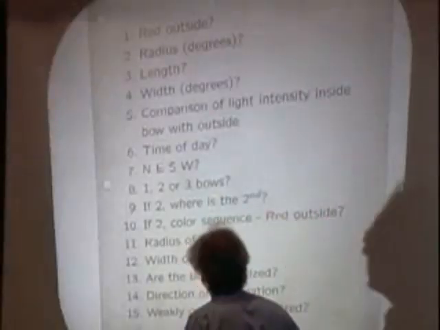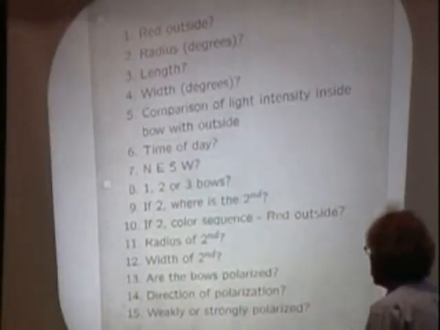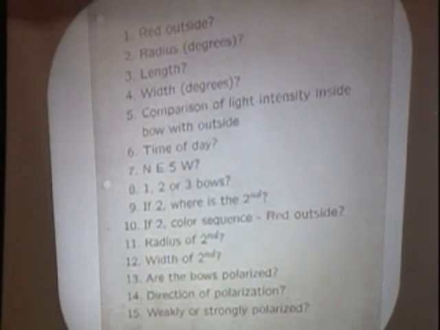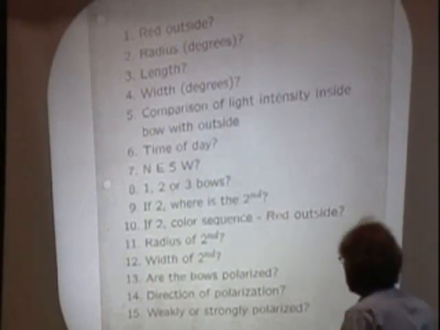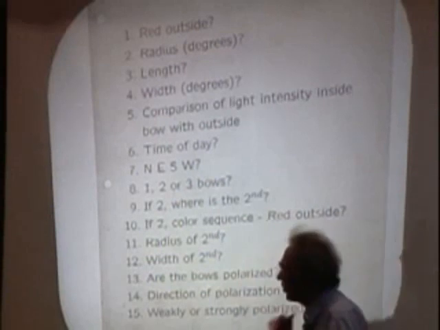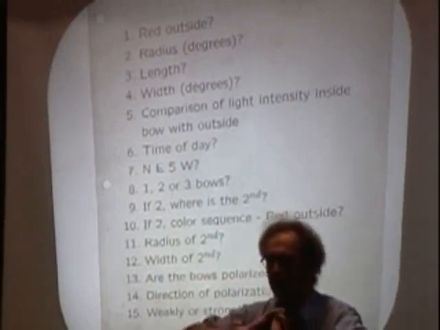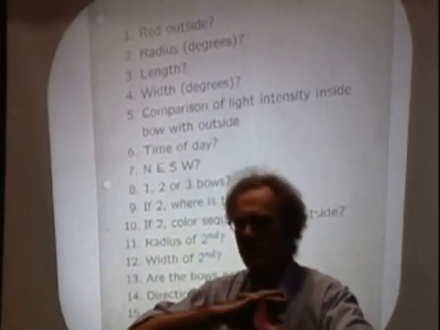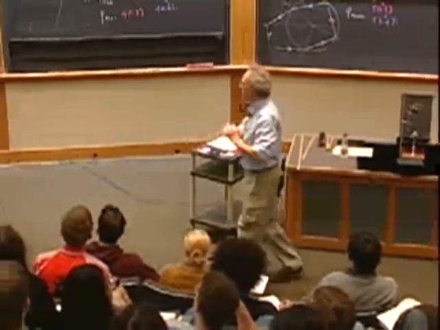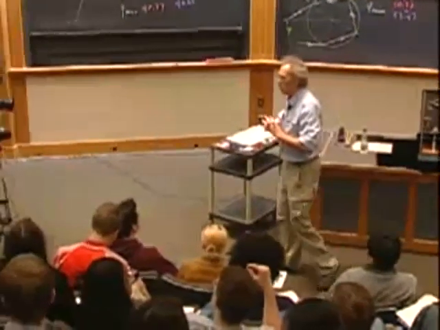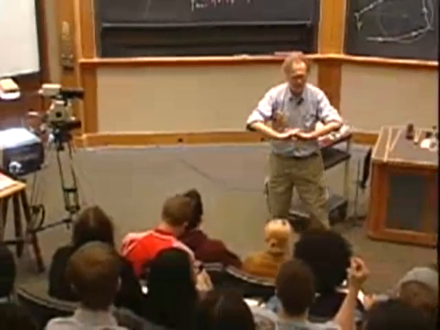So the secondary is there. The color sequence is reversed. We just discussed the width of the bow, and the radius of the bow is about 52 degrees. And now comes the question that all of you have worked out. Problem set number 10: is the bow polarized? And the answer is yes. And is it weakly polarized? No. It is enormously polarized.